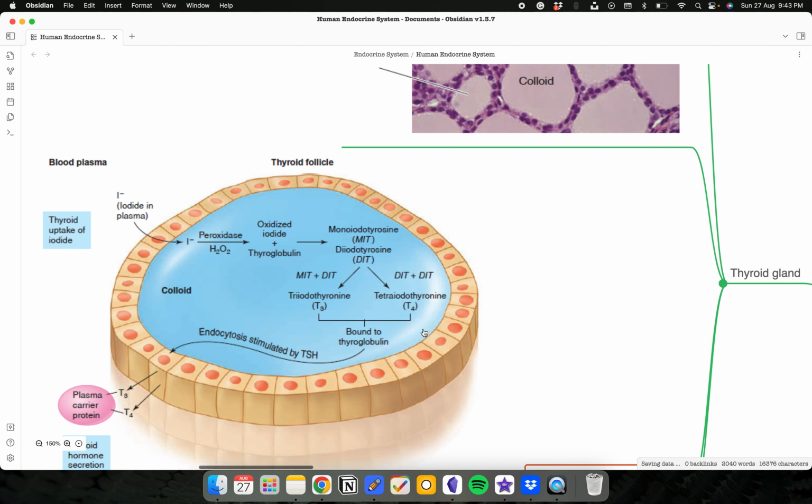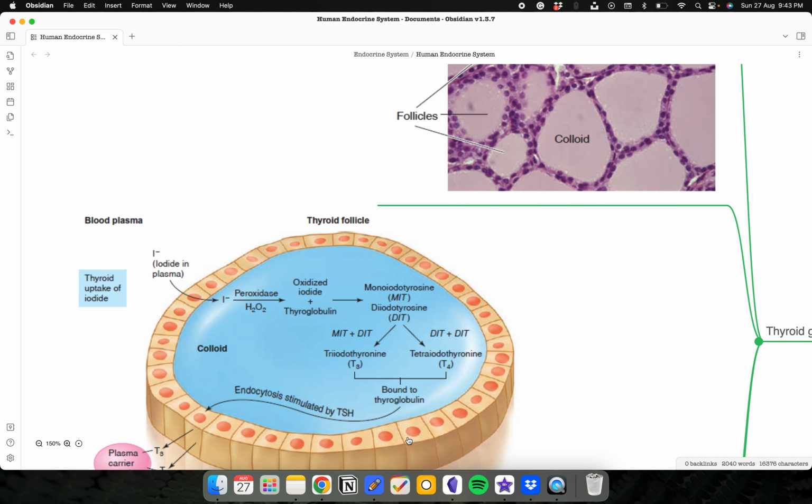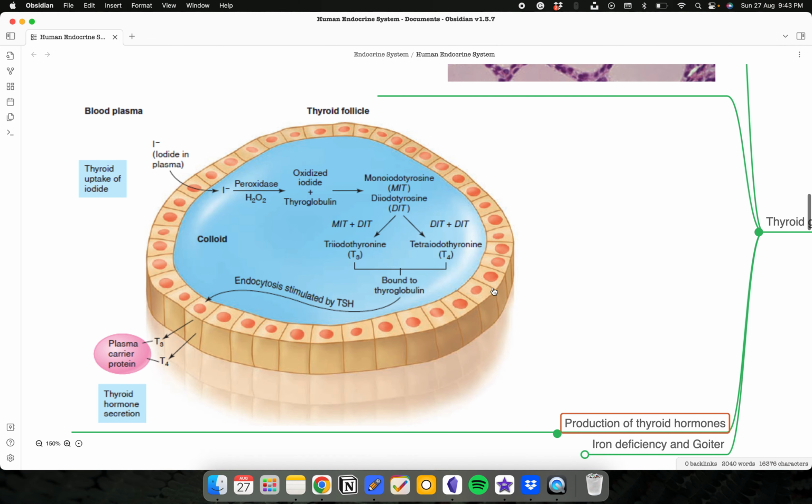So this is one thyroid follicle, and these are all follicular cells. For the production of T3 and T4, that is, the thyroid hormones, we need iodine. Iodine is very important. That's why if there is a deficiency of iodine, there are thyroid gland related disorders like goiter. So how this iodine helps in the production of thyroid hormone, we'll see right now.